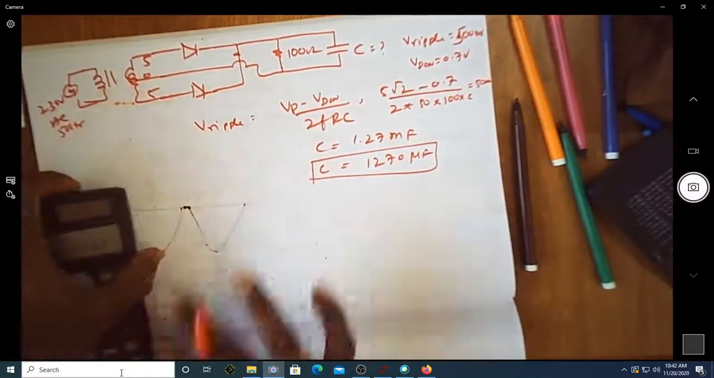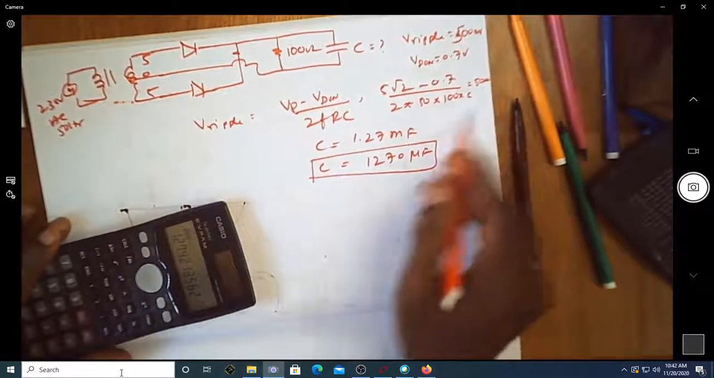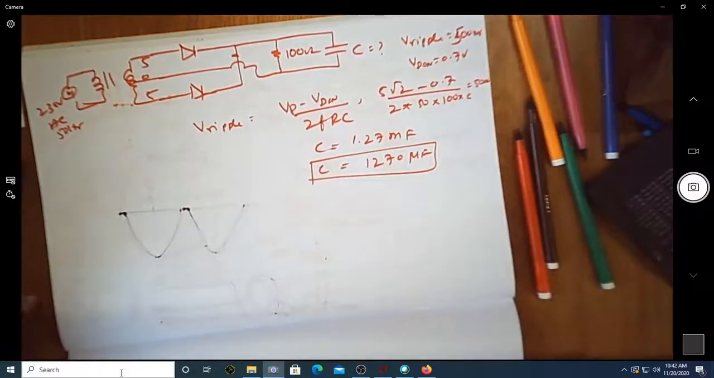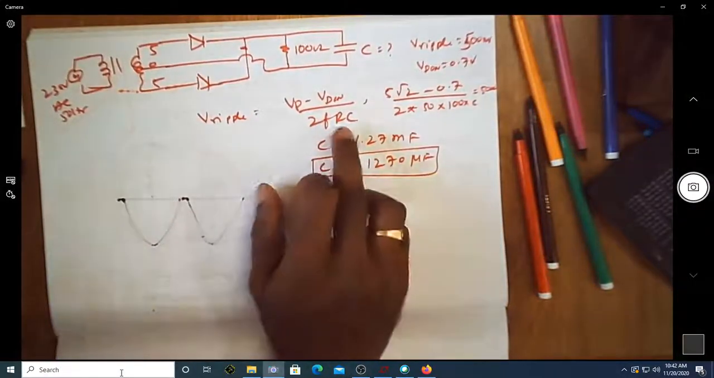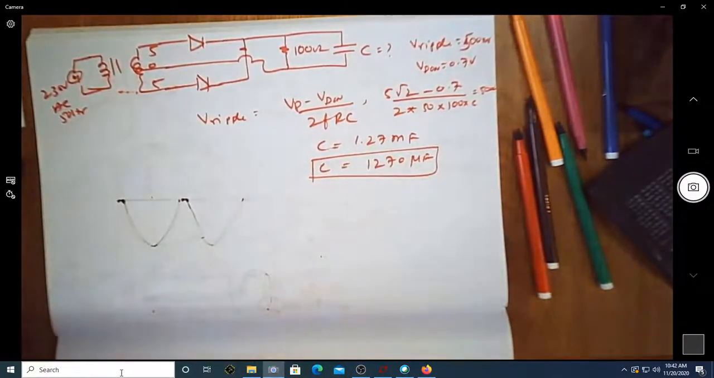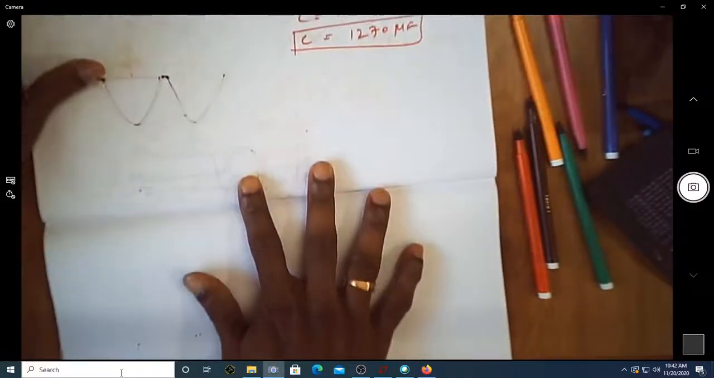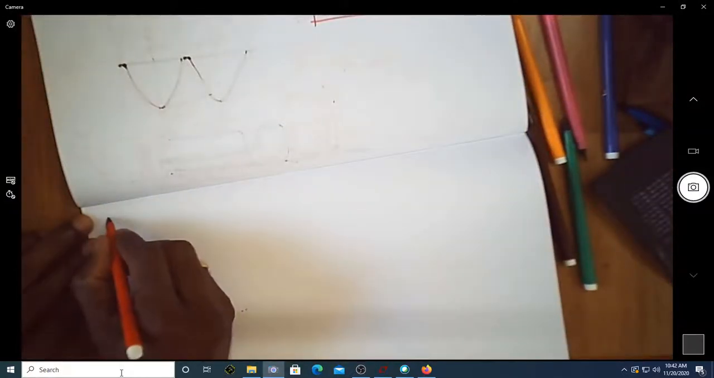So with this specification, I am able to get a ripple voltage of hardly 500 millivolt if the value of C is 1270 microfarad. So this way we can find the required value of C for a given circuit, for a given full wave rectifier. On the same lines, we can do it for the bridge circuit also.